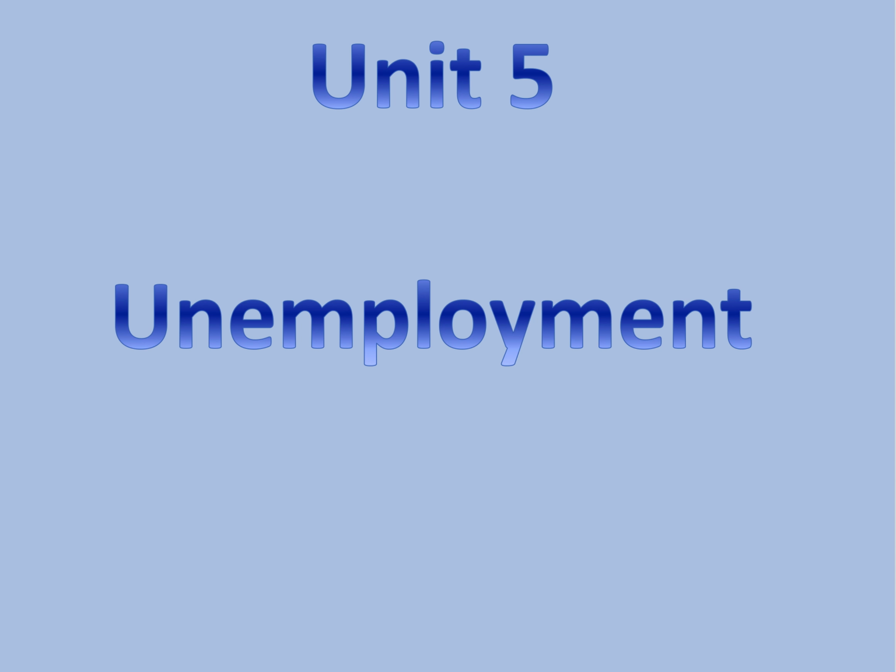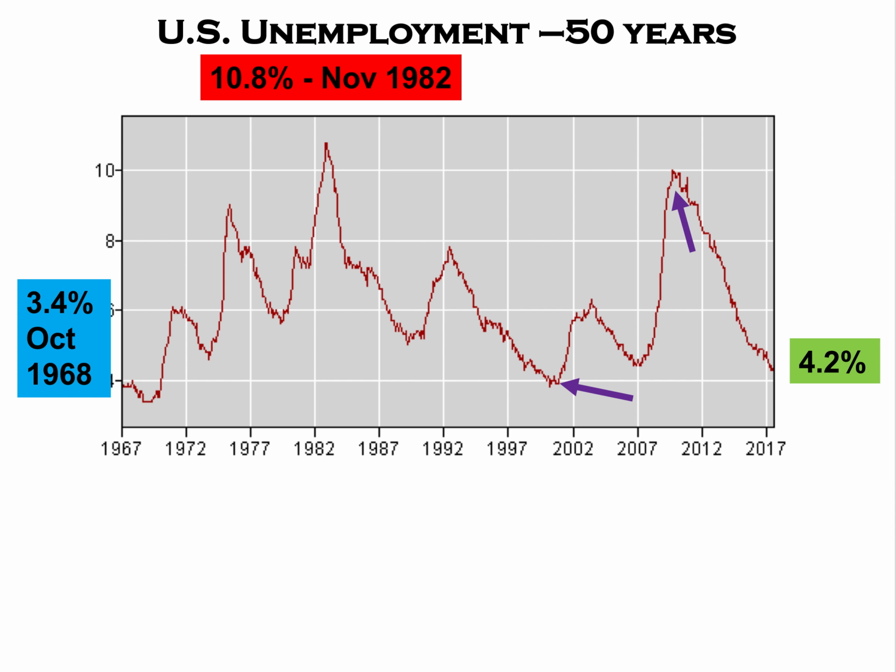Now we want to switch gears a little bit and talk about unemployment, because that goes hand in hand with this. Okay, and if we look at employment figures over that 50 years, you will notice that we start off in 1967 with about 3.4% unemployment. We'll define what that means in a few minutes. We had a peak period in November of 1982 where we actually had 10.8% unemployment. So we had a lot of people unemployed then.